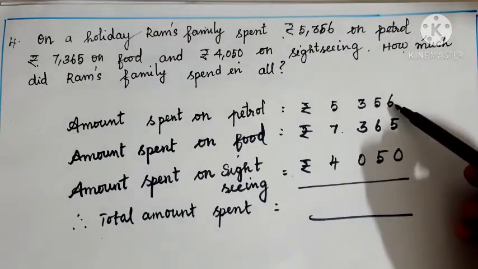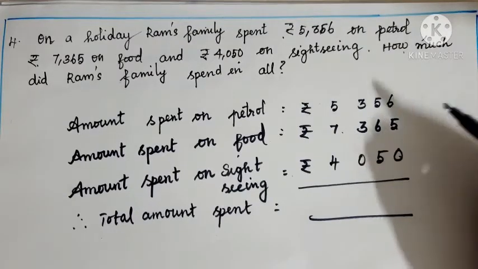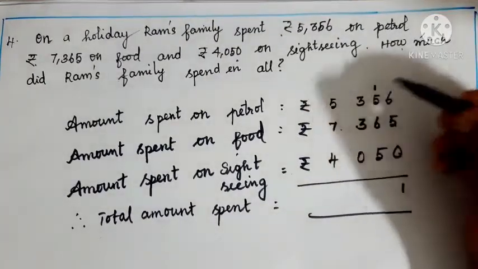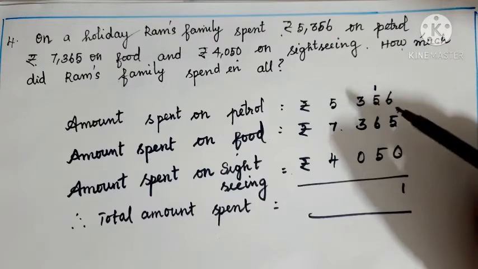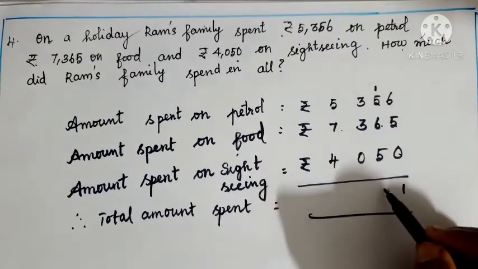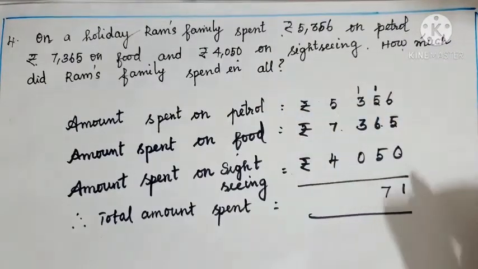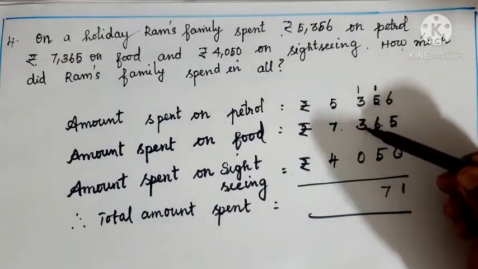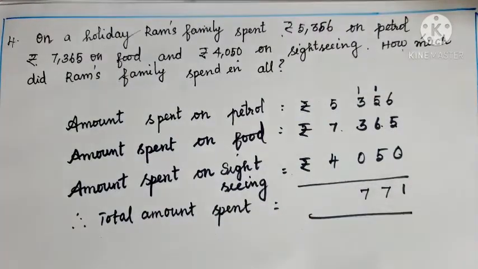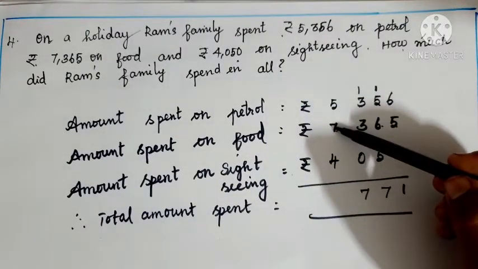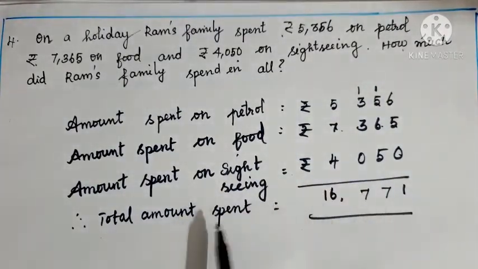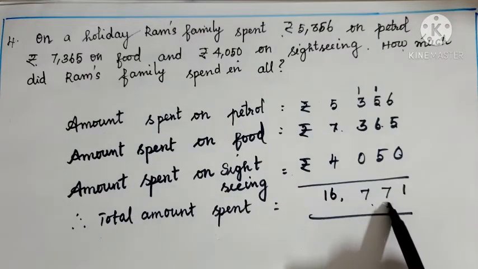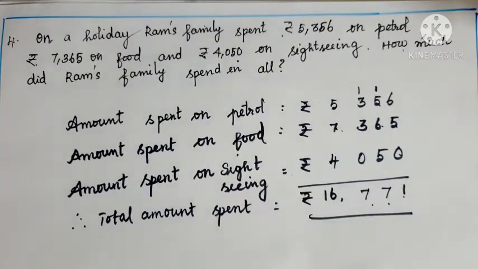Yes, fine. So I am going to add: 6 plus 5 is 11, 11 plus 0 is 11. So 1, carry over 1. Right? 1 plus 5 is 6. 6 plus 6 is 12. 12 plus 5 is 17. 7, carry over 1. Right. 1 plus 3 is 4. 4 plus 3 is 7. Yes. Next, 5 plus 7 is 12. 12 plus 4 is 16. So how much rupees have they spent? 16,771. Is it clear? So you have to put the rupees symbol here.